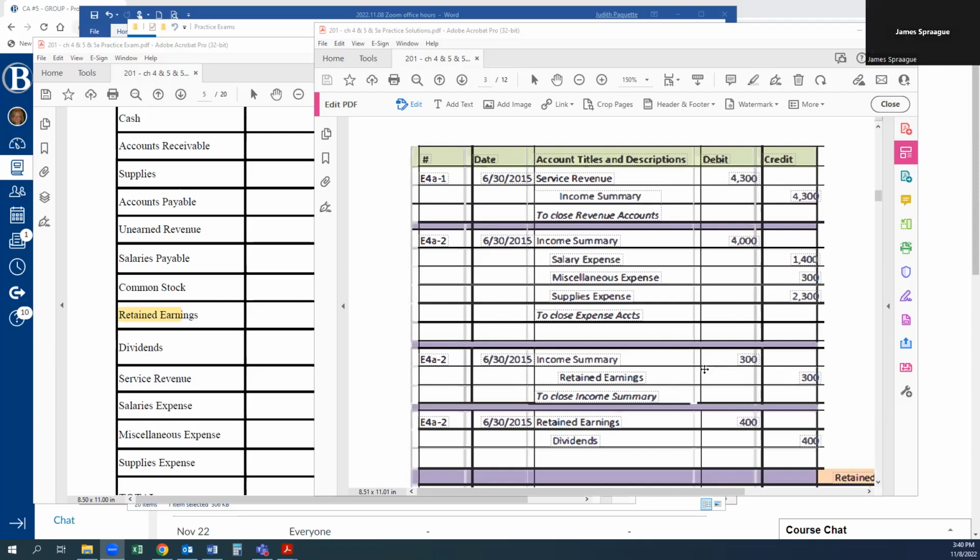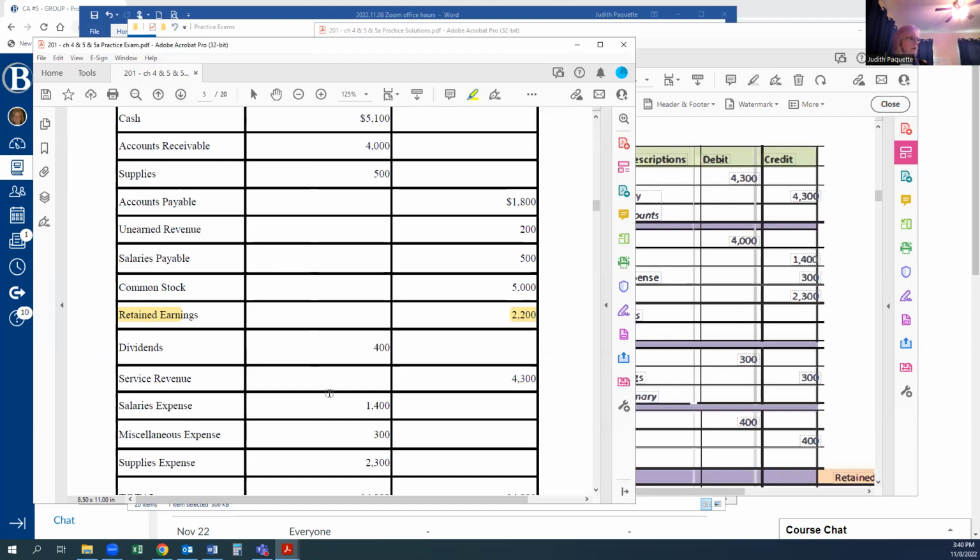Is it the date? No dates. The order number. Nope. It's the beginning balance. Okay. So I need my beginning balance. So let's go back to the trial balance that we have here. What's my beginning balance in retained earnings? 2,200 credit. Yeah, so I need to put that there, 2,200 credit. I've got closing entry number 3, credit 300.